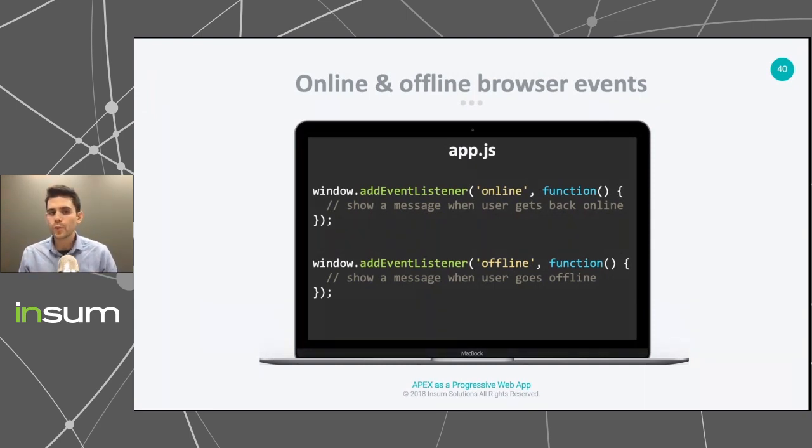So let's start with something really simple. How do we know if a user has lost connection, and how do we know if he's regained connection? The solution is to listen to the online event and the offline event, which are triggered on the window element. When the online event fires, what we could do is display a nice little success message indicating that the connection is back, just like we showed in the demo. When the offline event fires, we could display a warning message indicating that the connection is lost.